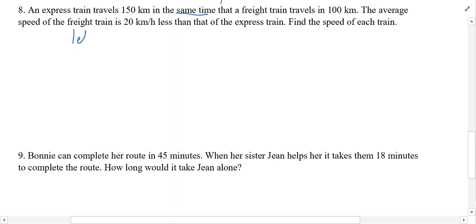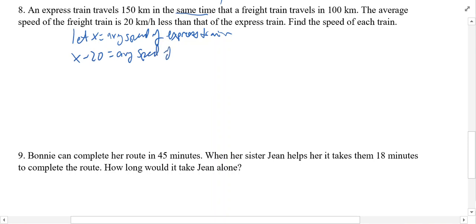Okay, so then we're going to say let x equal the average speed of the express train. All right, so then x minus 20 would be the average speed of the freight train. Okay, so because this is saying it's 20 kilometers less than that of the express train. So this one's a little bit different because the time is the same.